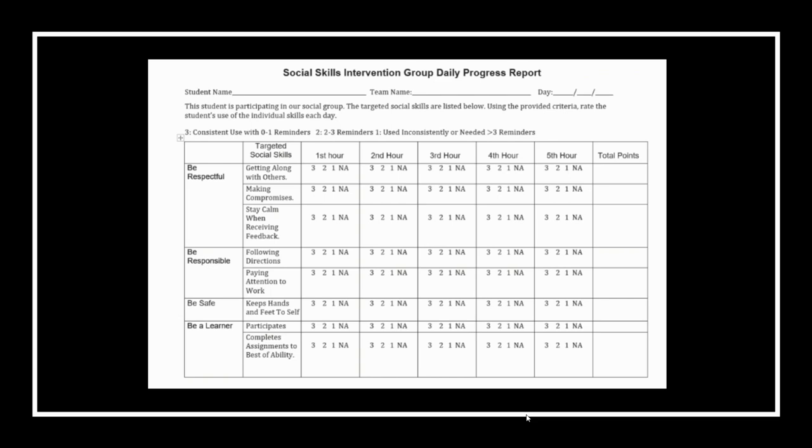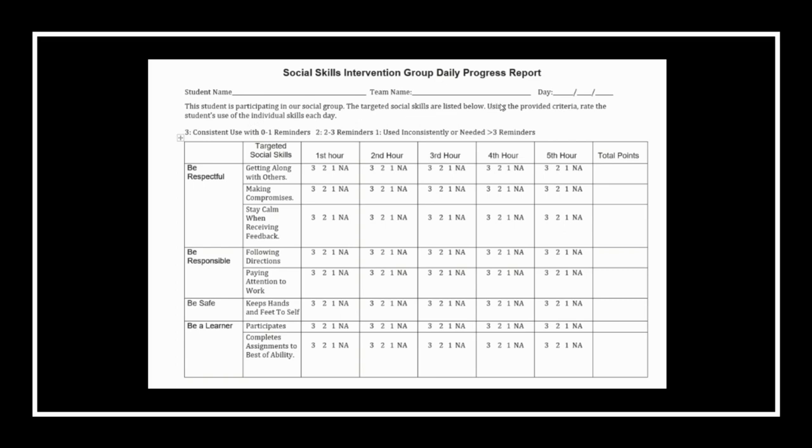So let's take a look at a social skills intervention group daily progress report. And as you can see, these look a little different than your check-in and check-out reports. These are a lot more detailed and they're going to require more information. So here's an example of a report. Again, it has the student's name, the team's name, which group they're participating in, and the day that that progress report is being collected or completed. It gives a brief description: the student is participating in our social group.